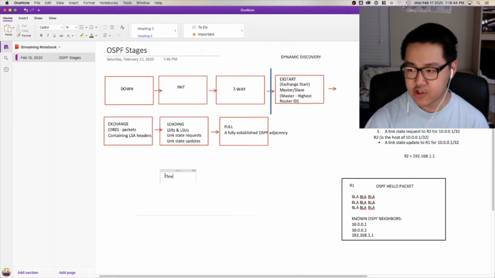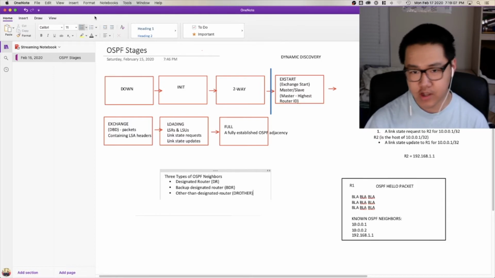We have to understand that there are 3 types of OSPF neighbors. There's the designated router, the backup designated router, DR, BDR, and an other than designated router. DR other. DR other, tomato, tomato. If you say tomato, you're wrong.